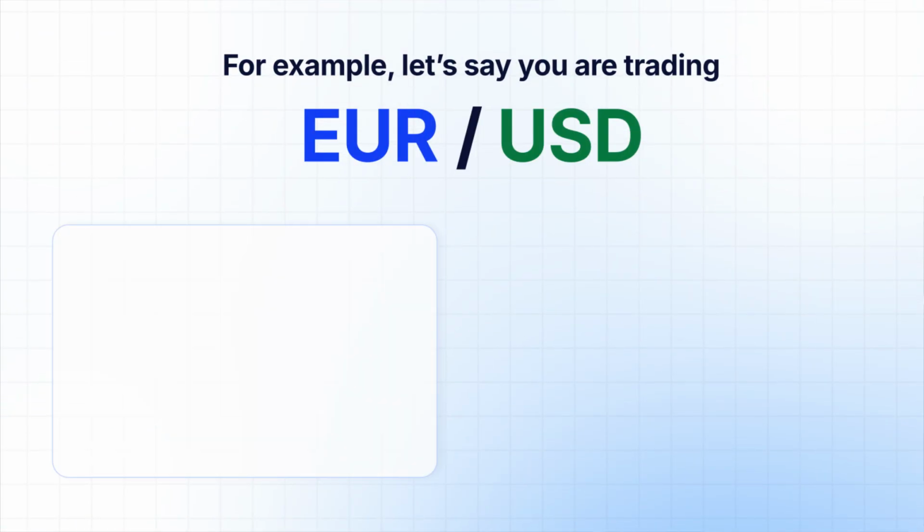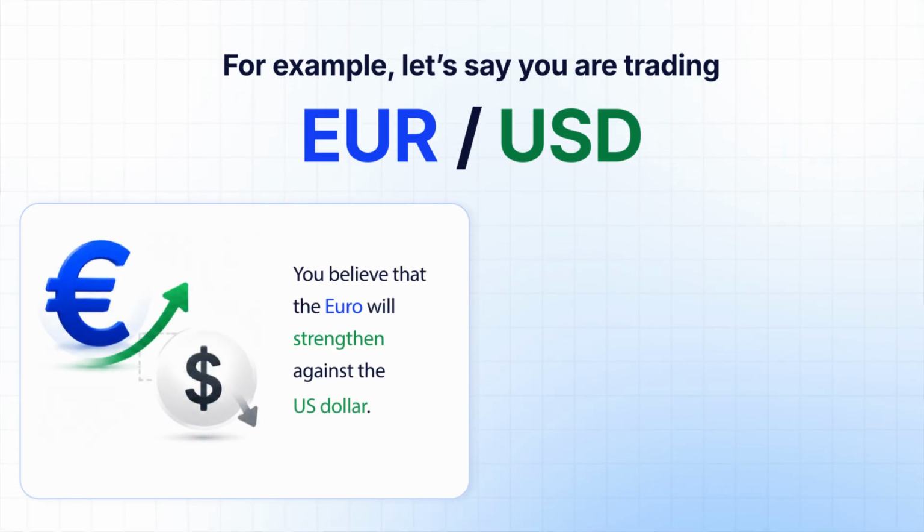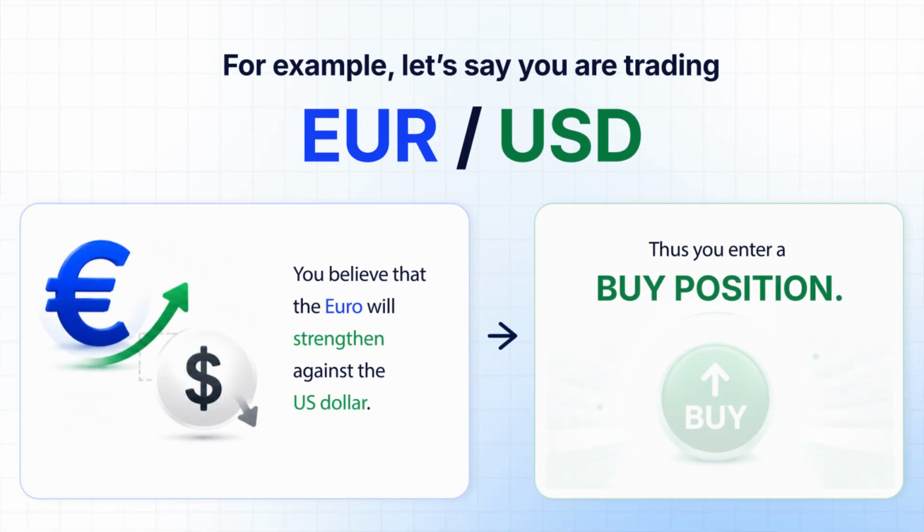Let's start with the most hated word in trading, and that one is stop loss. A stop loss is an order you place on your trade to limit your potential losses on your position. This one works like a safety mechanism because it automatically closes your trade once the price has reached a certain level. For example, let's say you're trading Euro USD and you believe that the euro will strengthen against the US dollar. Thus, you enter a buy position.